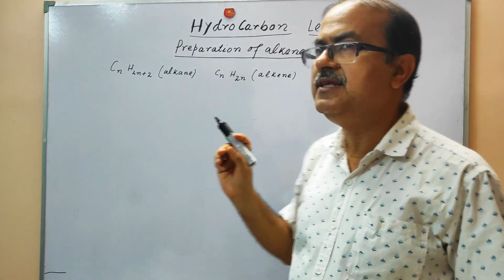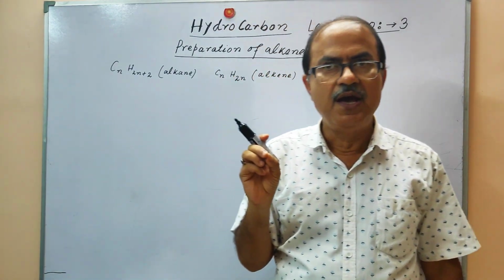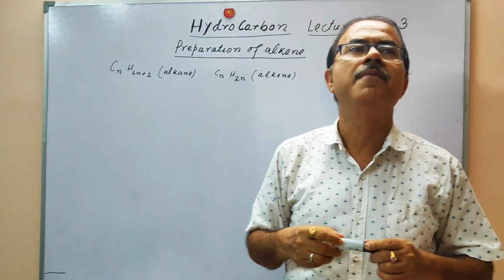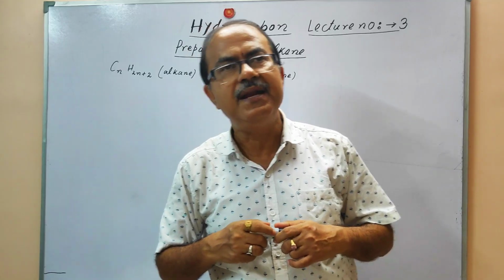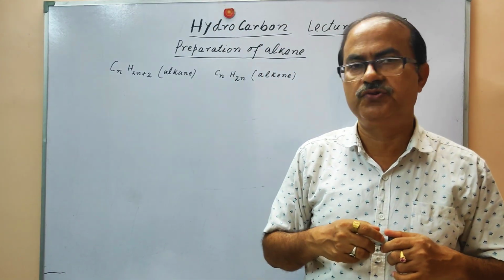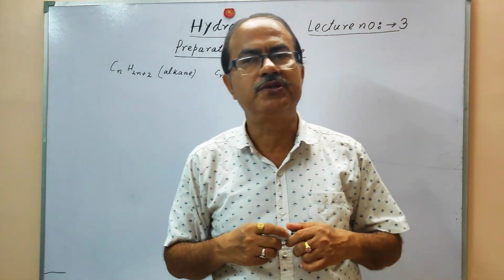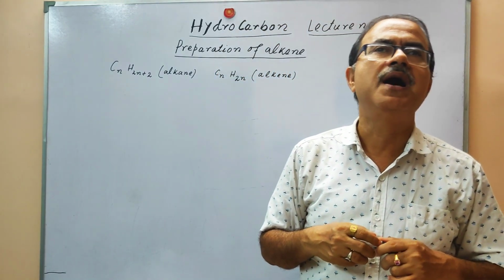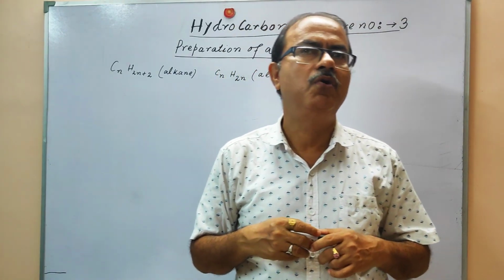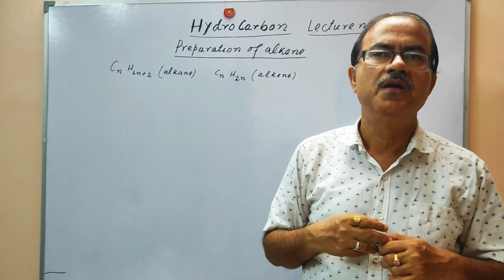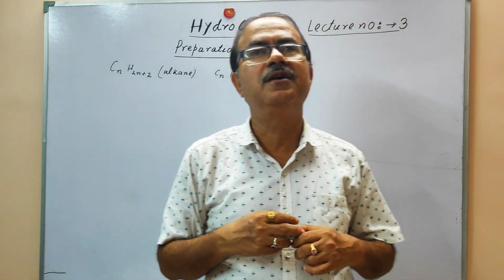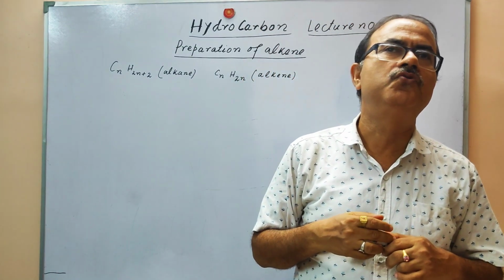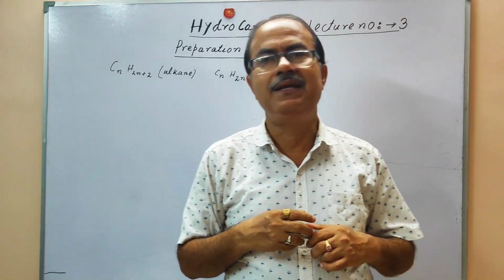In the alkene there is one double bond, and its construction is that one is a strong sigma bond and the other is the pi bond. We will discuss in much more detail how this bond is formed between the atoms in the molecules. Now we will discuss the four basic methods by which we can prepare alkenes.